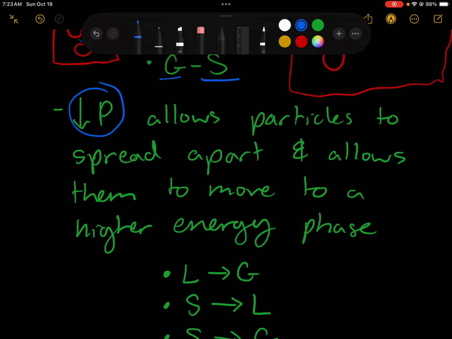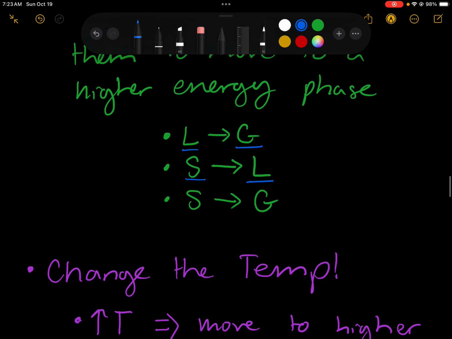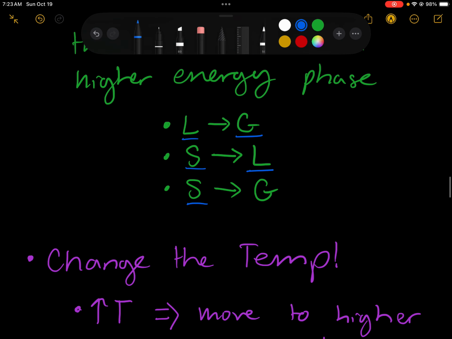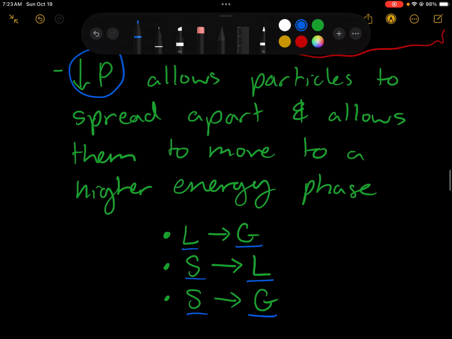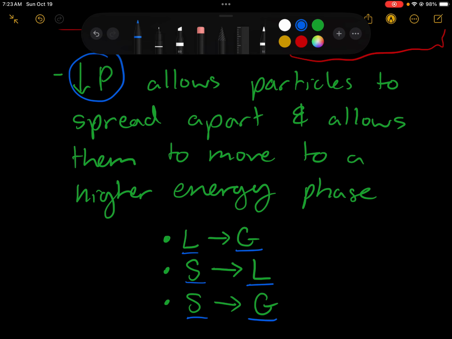If I lower the pressure, that's going to allow solid or liquid particles to spread out a little bit more, and they could move to a higher energy phase. So I could force a liquid to go into the gaseous state. I could force a solid to go into a liquid state. Or if I do this hard enough, I could force a solid directly into a gaseous state. So basically what I'm telling you is that you can boil water at room temperature. You just have to lower the pressure on that water dramatically to do it.